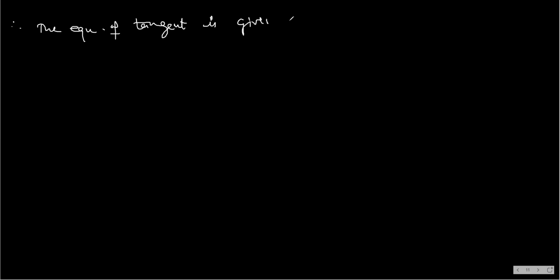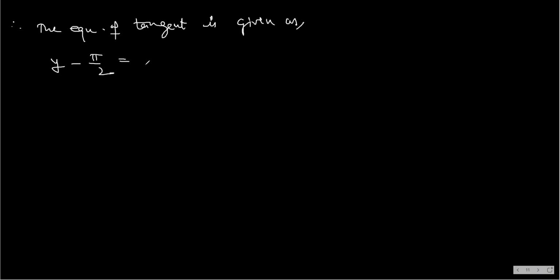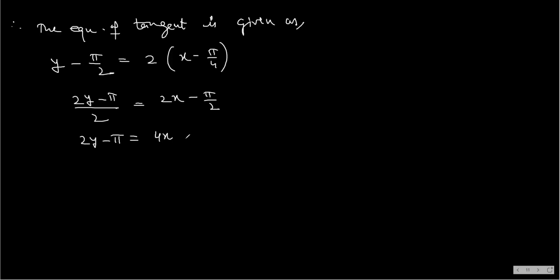is given as y minus y1. What is y1? Pi by 2 equals to m, 2, x minus pi by 4. x1 is pi by 4. So here you have y minus pi upon 2 equals to 2 into x minus pi by 4. So what I do is I multiply by 2. So I get 2y minus pi equals to 4x minus pi.